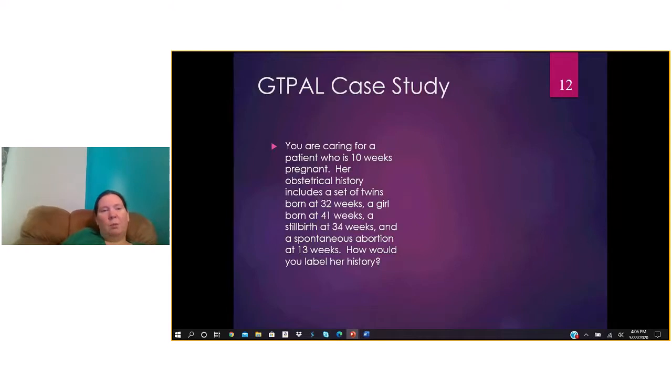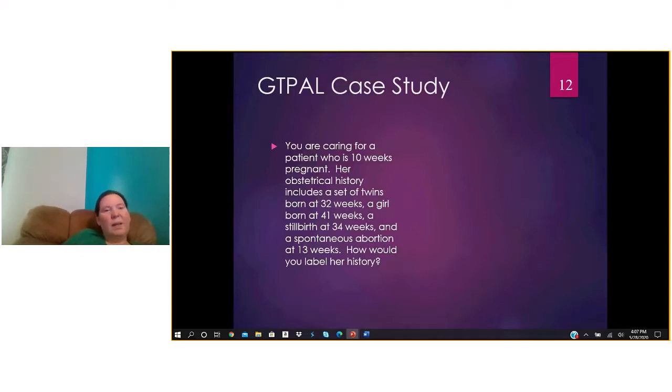T is for term. So this is any pregnancy that ended 38 weeks and up. And it doesn't matter if the baby lived or the baby died. If it was 38 weeks or later, they are term. Same thing with preterm. The time is what makes the difference. It doesn't matter if baby lived or baby died. Any pregnancy that ended between 20 weeks and 37 weeks and 7 days, that is your preterm pregnancy.